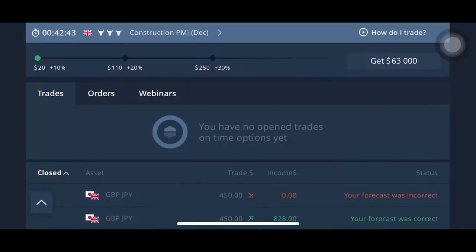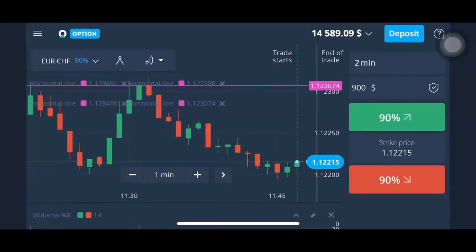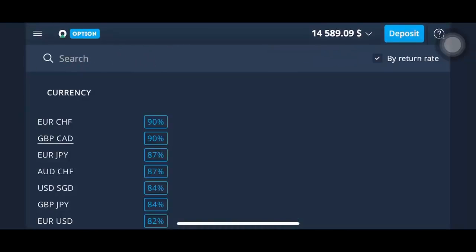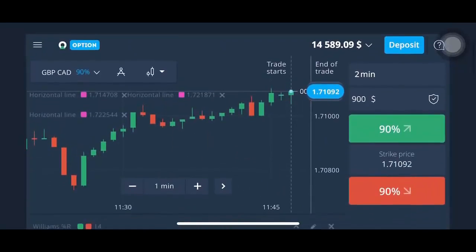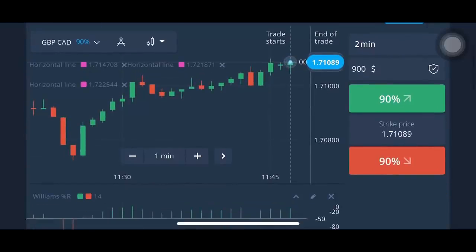I lost the previous trade. You guys can see GBP JPY, $450 invested. I lost it, but I don't worry at all because I use the Martingale principle for my trading. So I am going to find a unique chart where I can open a trade.